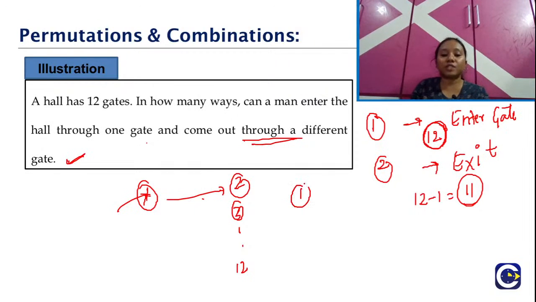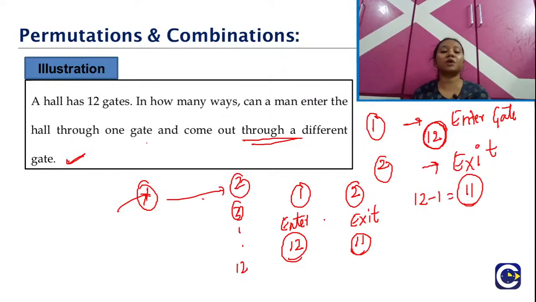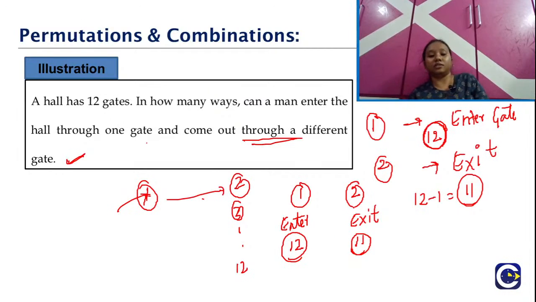So here we have two experiments, experiment 1 and experiment 2. Experiment 1 is the entry of the gate and experiment 2 is the exit. How many possible outcomes do we have for the first experiment? That is 12, and for the second, the possible number of outcomes is 11. Now we have to identify whether these two experiments are performed simultaneously or only one of them is performed, right? So here one is entry and the other is exit. If you observe, both the entry and exit will happen, right?